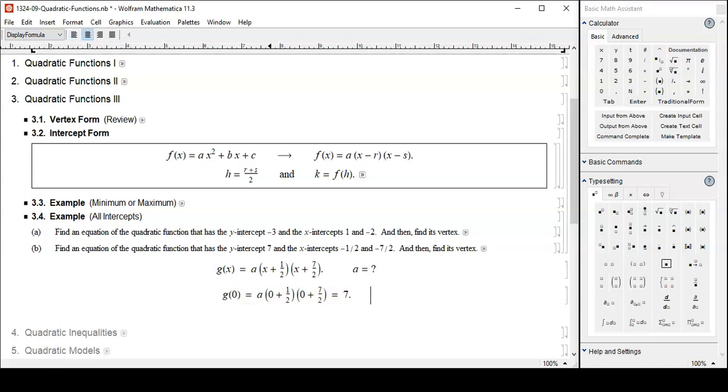So a times 7/4 equals 7, so a is 7 over 7/4, so a is 4. Okay, a is 4.